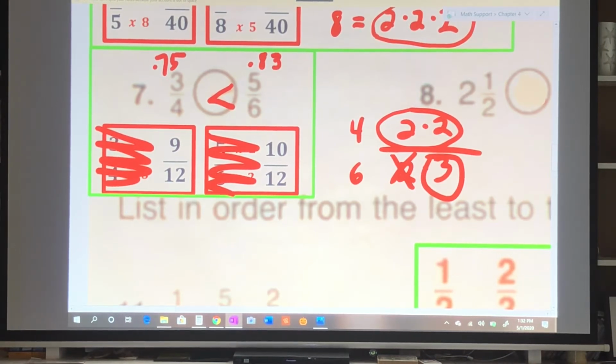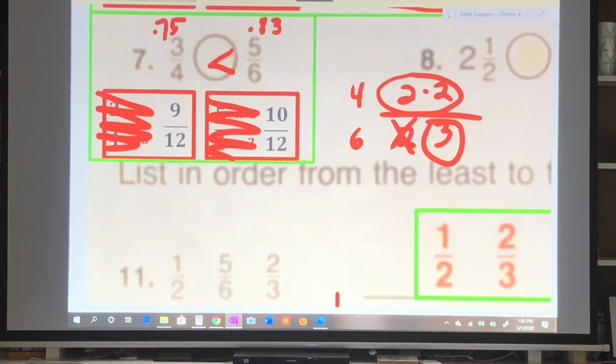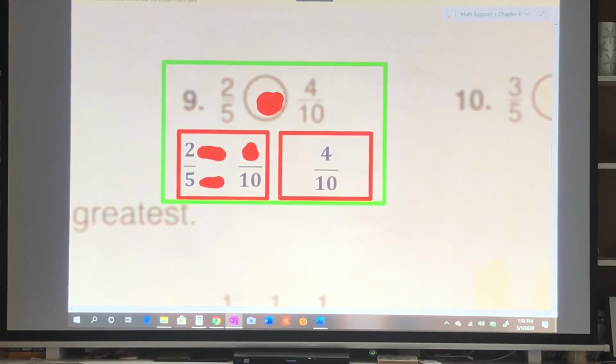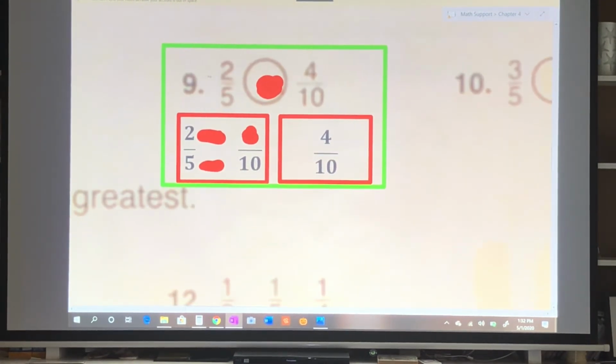All right. Let's see where number 9 went. Here I've got 5 and 10. Does 5 go into 10? Yep, let's use 10. So, see how 4 tenths didn't change? It just came down here.